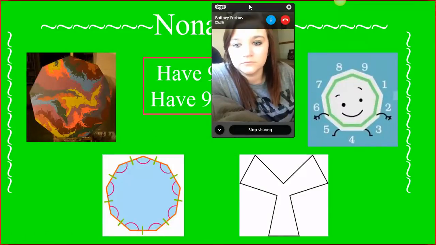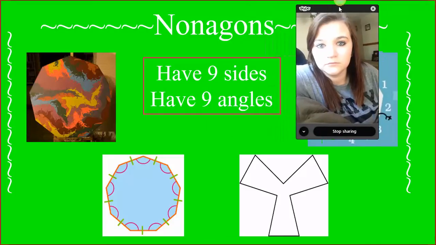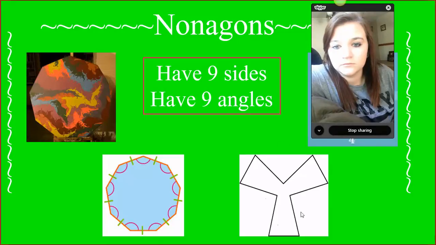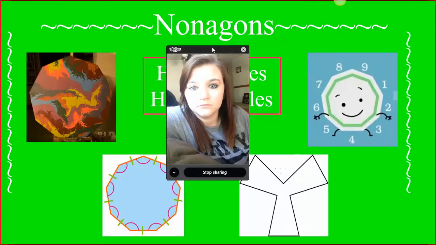Finally, we have nonagons. Nonagons have 9 sides and 9 angles. Now, this is a painting of a nonagon with lots of different colors. And this is a nonagon that's irregularly shaped. Remember how we talked about regular and irregular? This one is irregular.